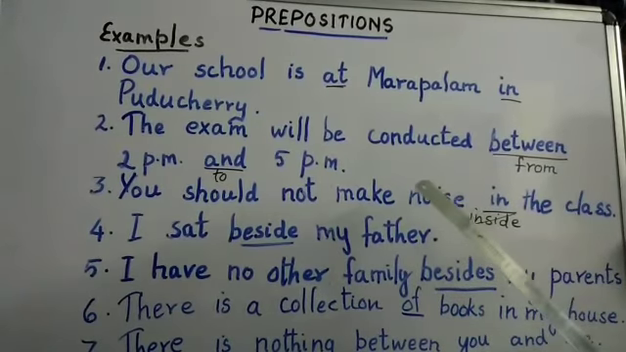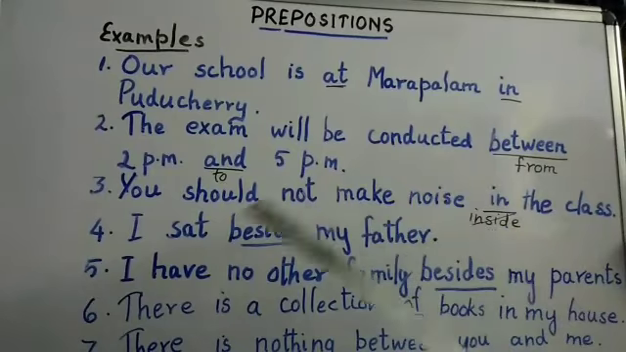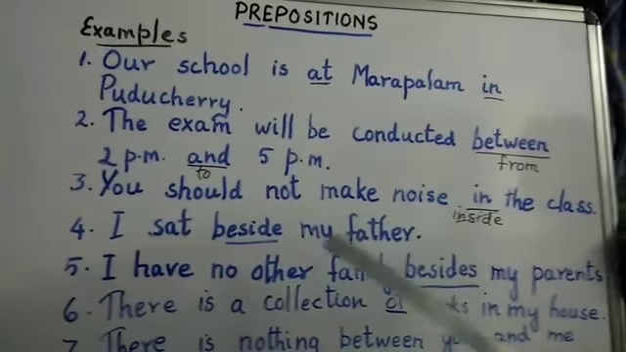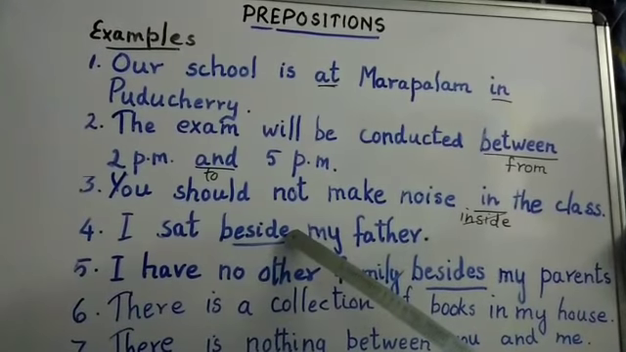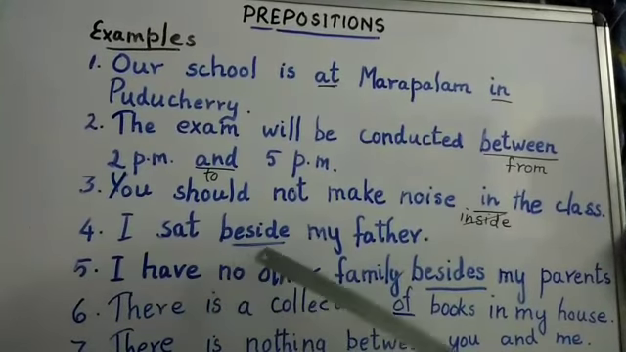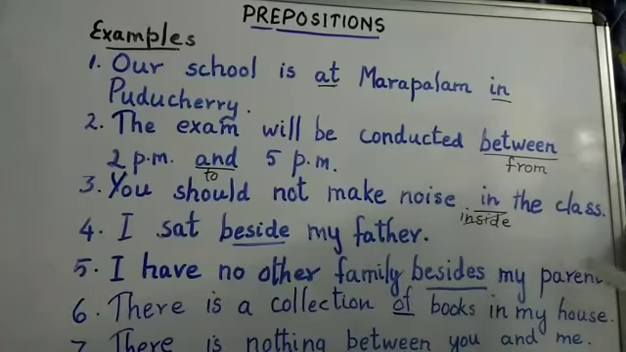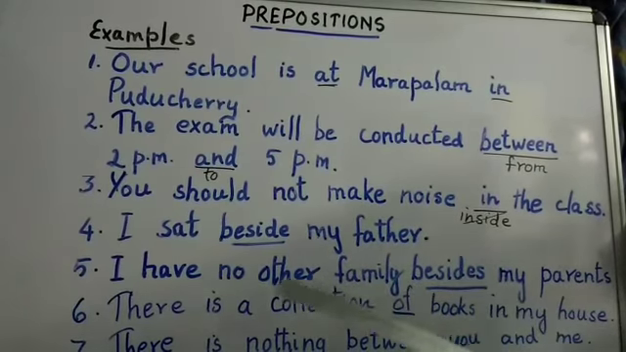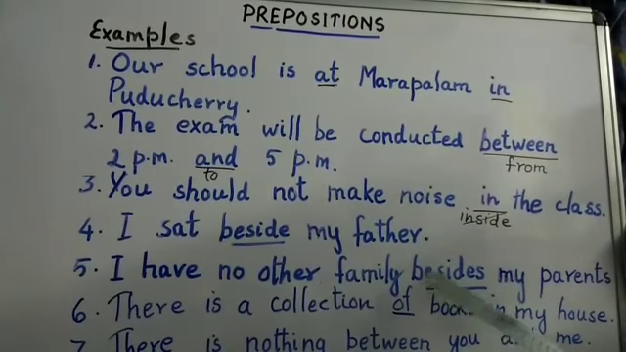Okay, in the class. Fourth one, I sat beside my father. Beside means what? Near, not besides. Fifth one, I have no other family besides my parents. So besides here means in addition to. So I have no other family besides my parents.